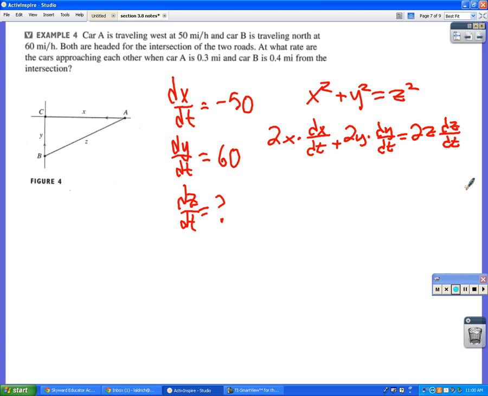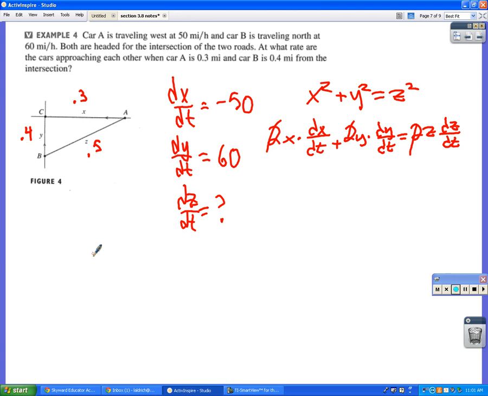Can we substitute some stuff? You don't like the 2? Good question. What does z equal? We don't know what z equals, but we can figure it out. It's 0.5. We know that x is 0.3 and y is 0.4, so that means z is going to be 0.5. That's the distance they are apart. So we just plug stuff in now. We know what x is, we know dx/dt, we know what y is, and we know dy/dt, and we just figured out what z is, so we can use that all to figure out dz/dt.